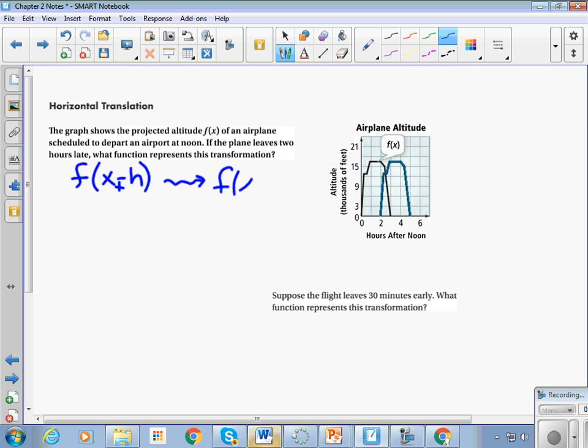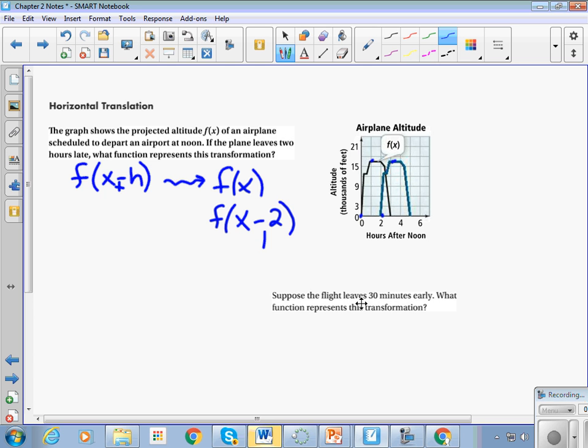If I have a function f of x and I want to move everything over 2 hours, so I'm leaving 2 hours late, I'm going to replace my x value in my function with x minus 2. So it's going to push everything over. So it was 0, now it's going to be at 2. This was here at 1, now it's going to be right around 3. So it pushes everything to the right 2 units.